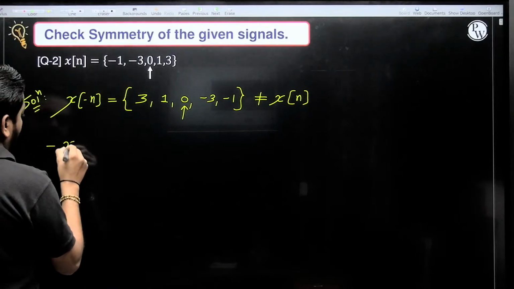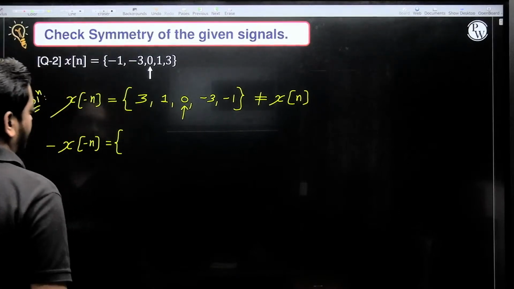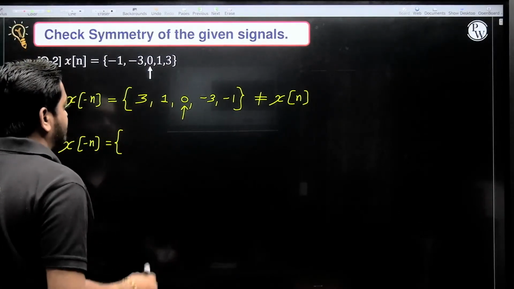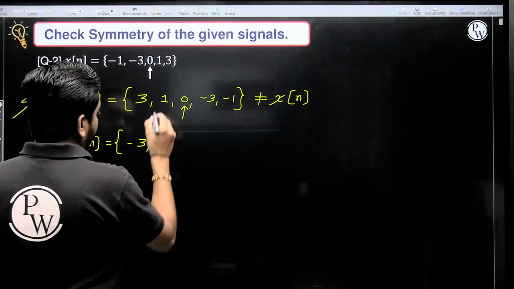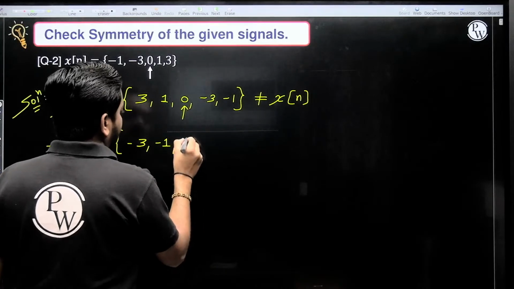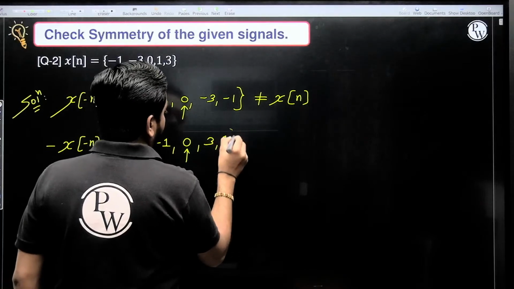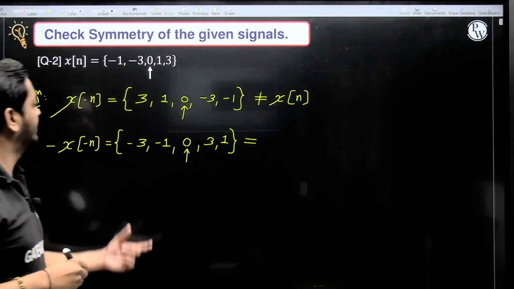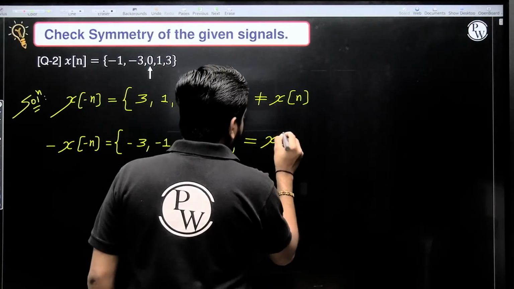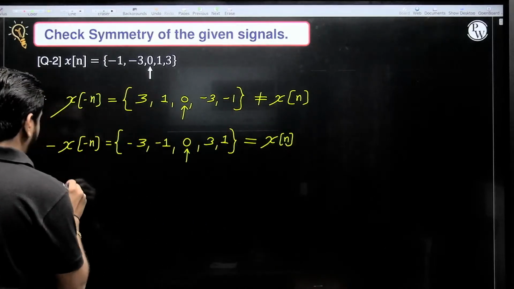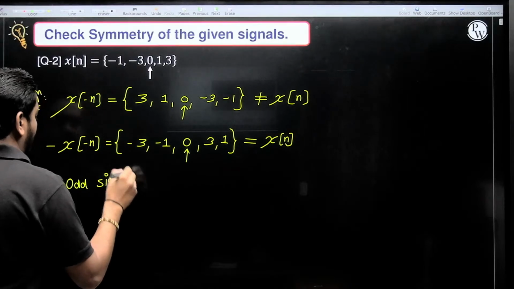Now amplitude reversal, so minus x of minus n. You have to change the sign of each and every sample's amplitude. This is 3, amplitude reversal means minus 3. Here is minus 1, this is 0. This is 3, this is 1, which is equal. Now you can see that first time reversal and then amplitude reversal gives x of n. Here there is odd symmetry, or odd signal, an anti-symmetric odd signal.